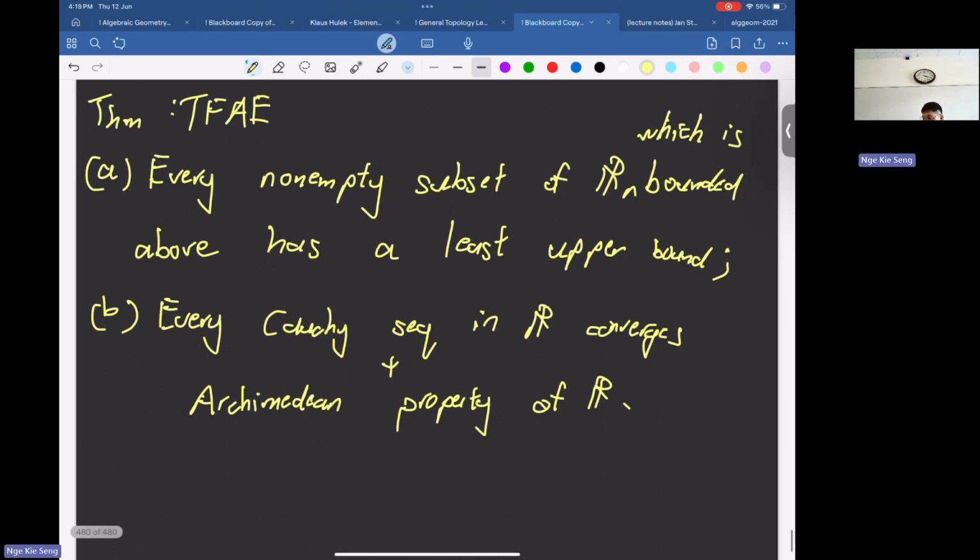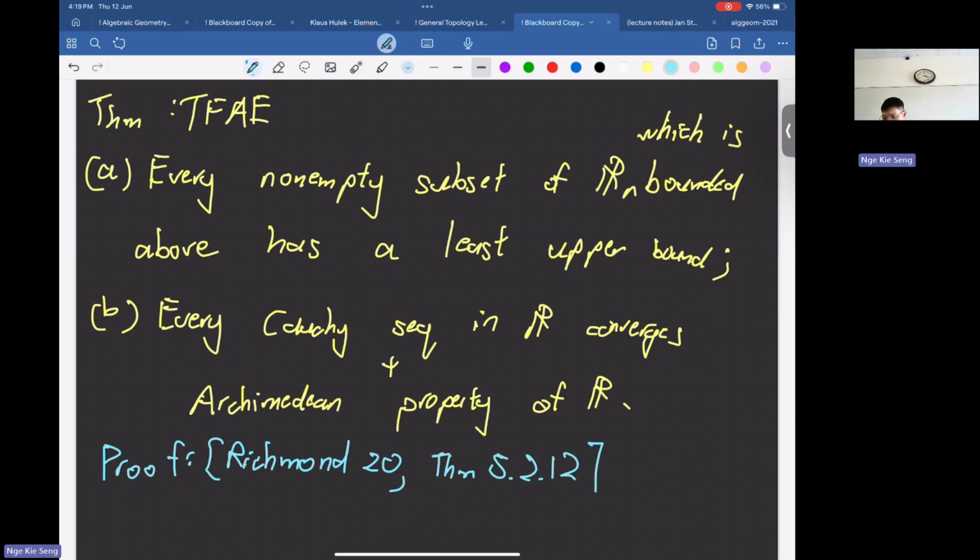This proof is a bit long, but it is just an MA1 kind of argument. You can find it in this book. You can try and find it in Richmond. I think there's a very good written account there, Theorem 5.2.12. I think you should at least see it once in your lifetime. We won't test this, but at least you should see it once in your lifetime.